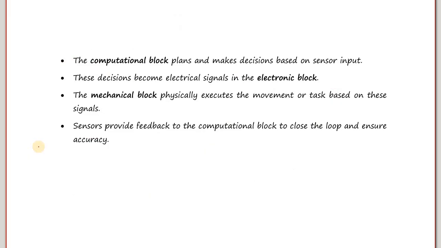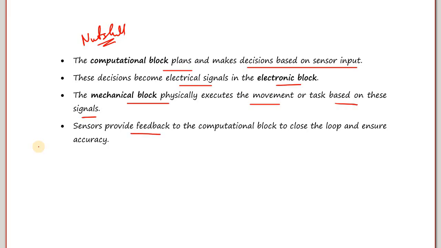So, if I have to overall think of it in a nutshell, then the computational block basically plans and makes decisions based on sensor input, and these decisions become the electrical signals in the electronic block. Afterwards, the mechanical block physically executes the movement or task based on these signals. So, the sensors provide feedback to the computational block to close the loop and ensure accuracy.